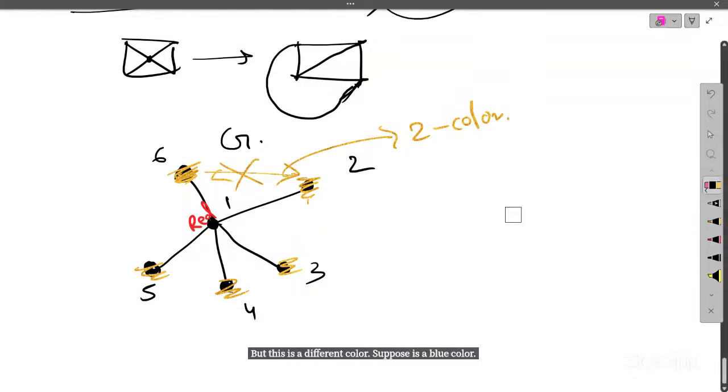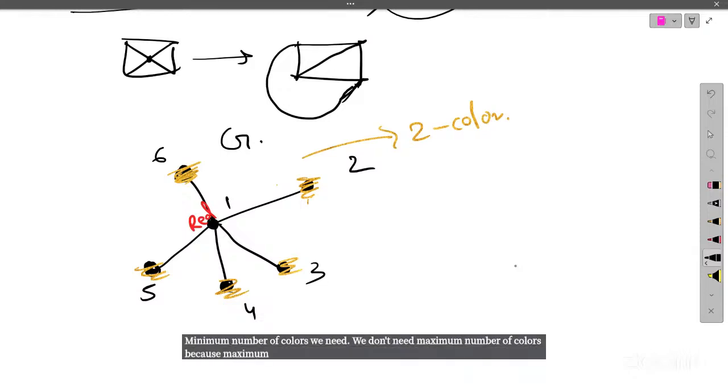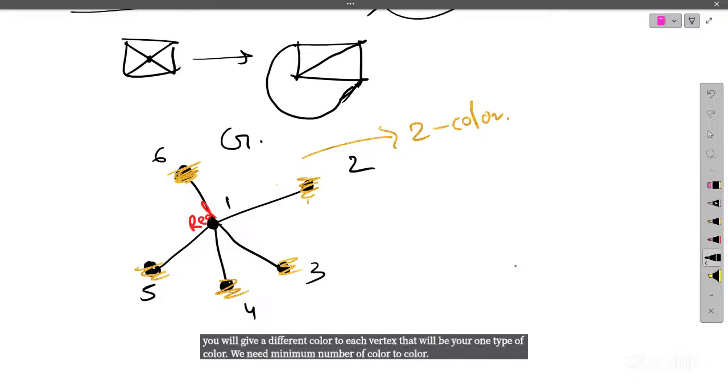No, but we need the minimum number of colors. So why do we need another color if we can color them with fewer colors? We need the minimum number of colors. We don't need the maximum number of colors, because the maximum number of colors is obviously the number of vertices. You will give a different color to each vertex. That will be one type of coloring. We need the minimum number of colors to color a graph.